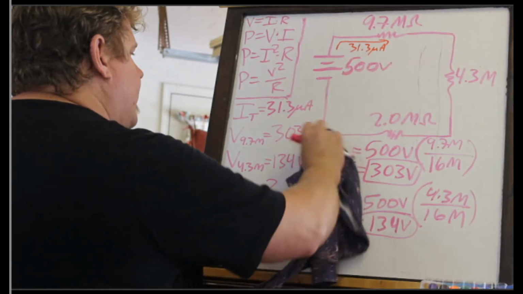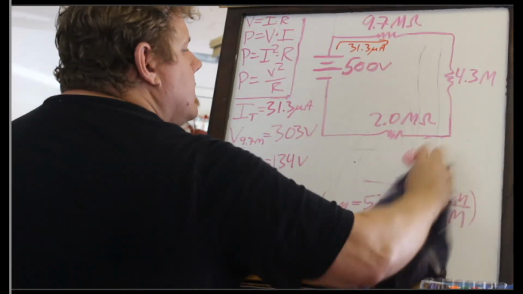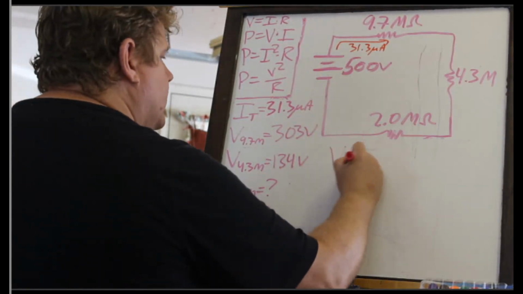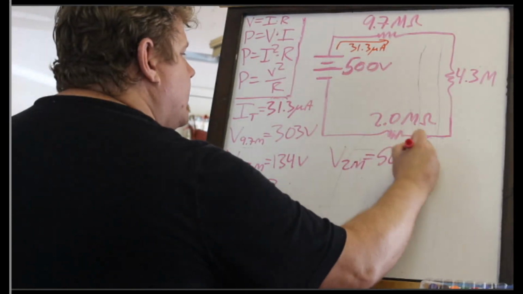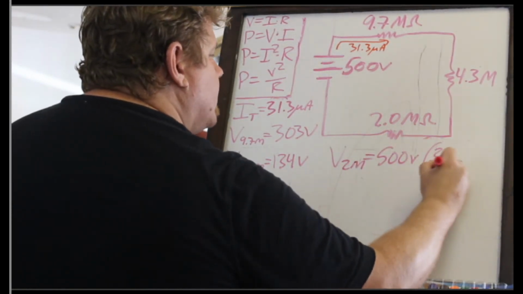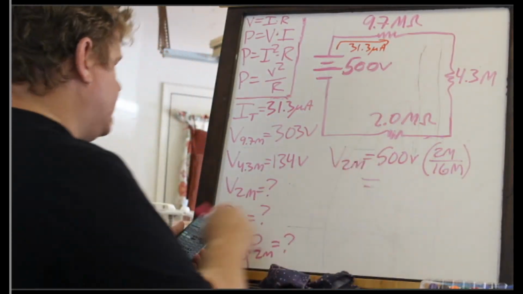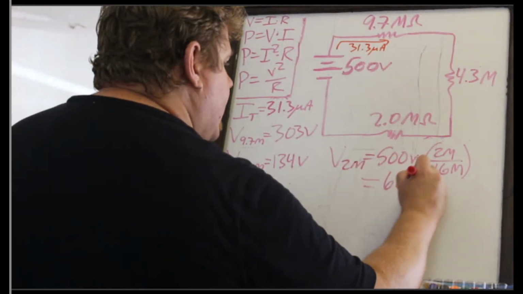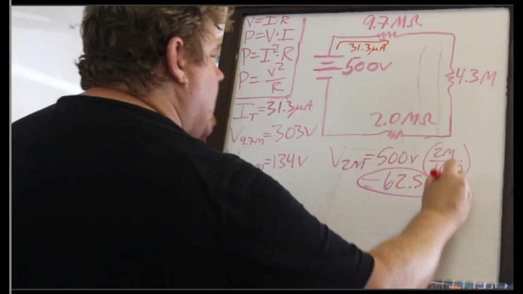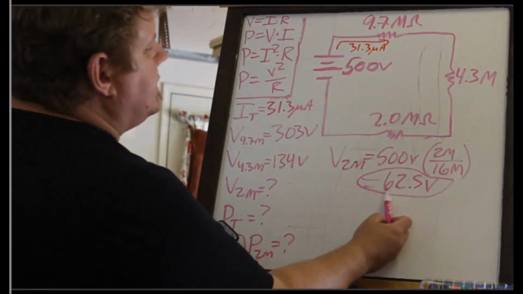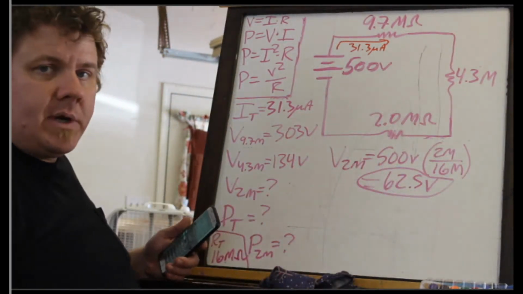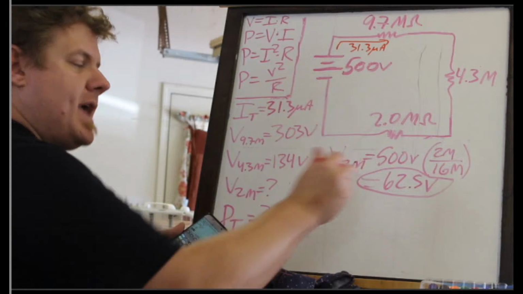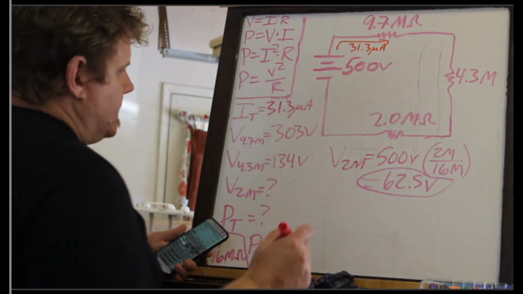I'm going to go ahead and grab this space back and do the last two here. The voltage on the 2 meg is 500 volts times 2 meg over 16 meg, which is 1/8. So 500 divided by 8 gives me 62.5 volts. This time I am using the decimal because I only have these two digits up here. I don't count the leading 0. I report the 3 significant figures for that particular measurement. So there's 62.5.